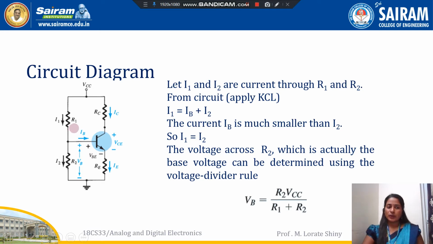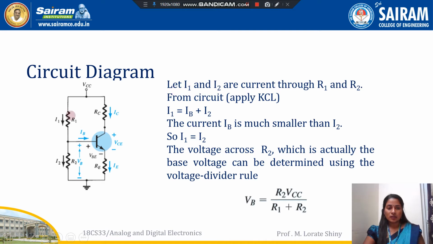In this circuit, biasing is provided by using three resistors R1, R2 and RE. Out of these three resistors, R1 and R2 are acting as a potential divider. It gives a fixed voltage to the base.